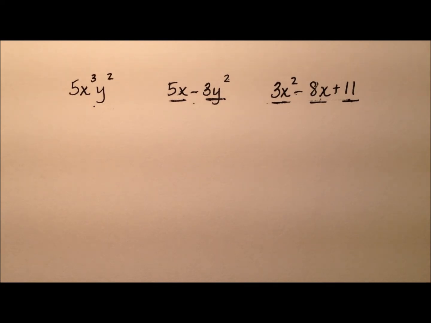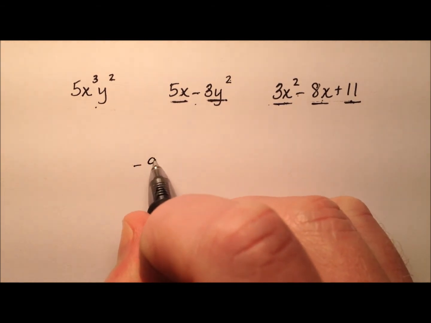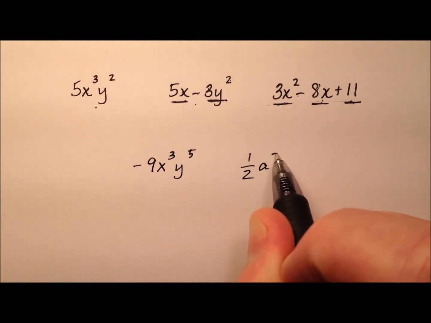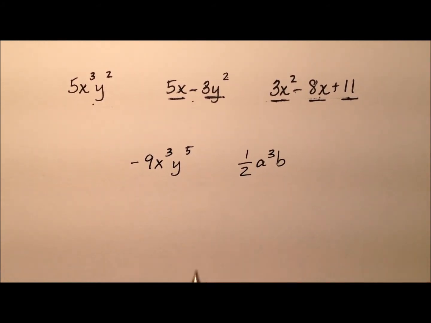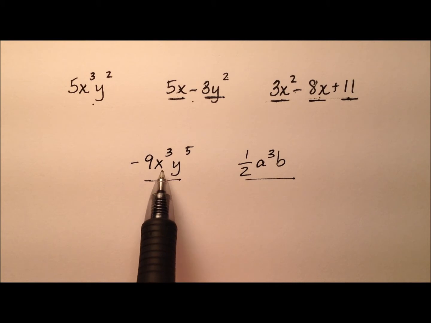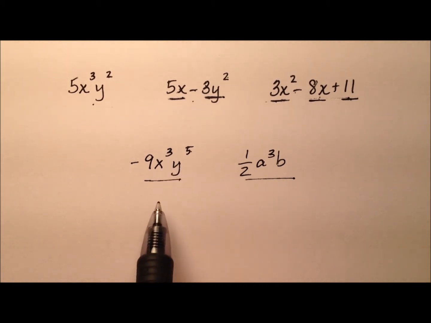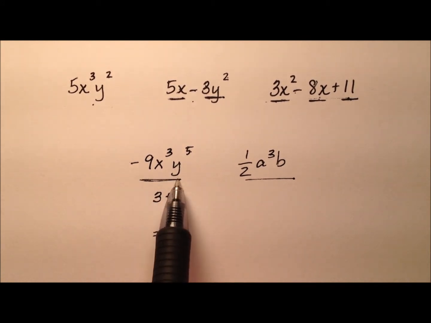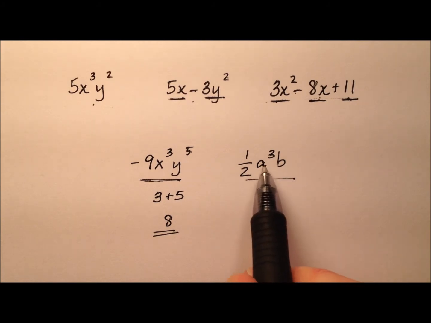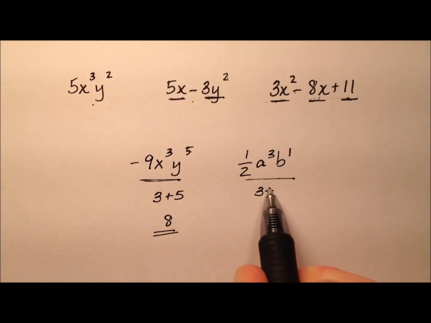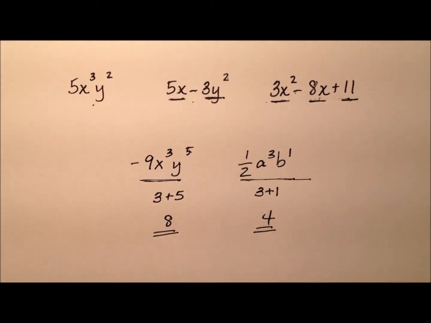And the next thing to talk about is the degree of a monomial, and that's going to be a quick review as well. So let's go ahead and look at negative 9x cubed y to the fifth, and also 1/2 a cubed b. So remember, when you're finding the degree of a monomial, it's going to be the sum of the variable exponents. So x and y each have exponents, and they are 3 and 5. So the degree of this monomial is 8. Likewise, the variables here, a and b, have exponents of 3 and 1, respectively. So 3 plus 1 is 4. So this is degree 4.